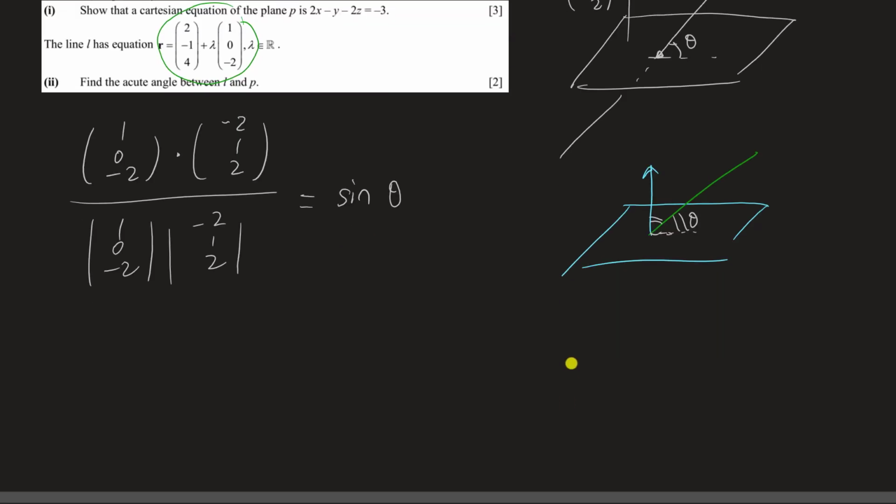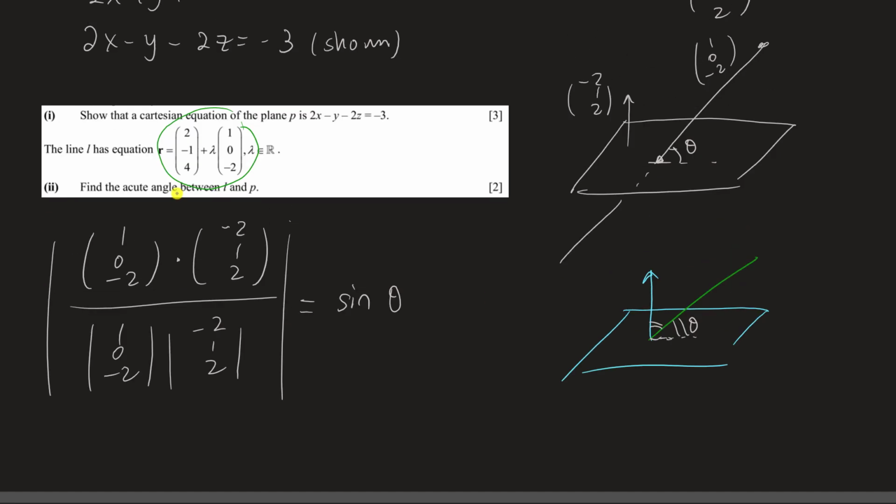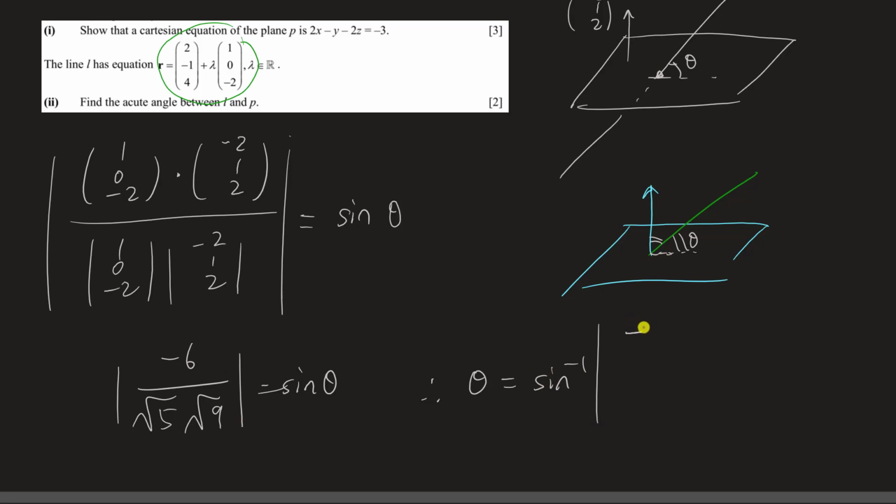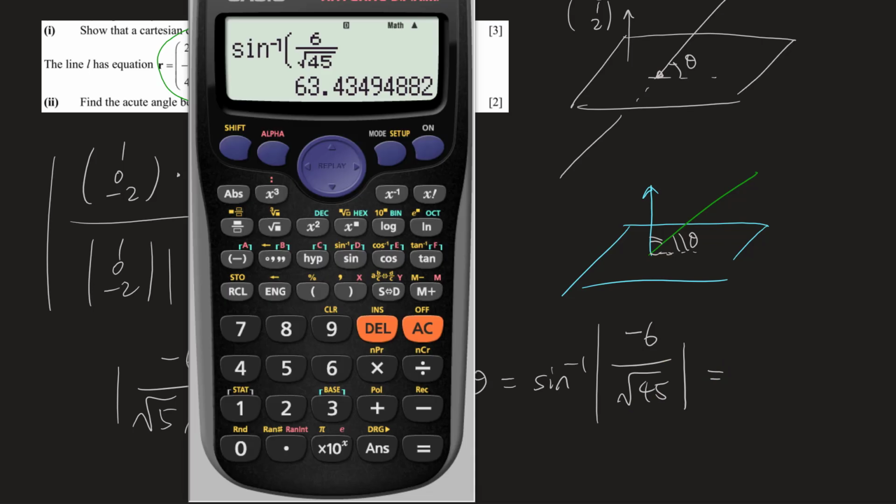To simplify this, number on top, don't forget to modulus the whole thing, because they want the acute angle. The top would just be negative 2 minus 4, which is minus 6. Below you get square root 5 times square root 9 equals to sine theta. So therefore, theta is equals to sine inverse. Don't forget to mod this, sine inverse of negative 6 over root 45. Press calculator, you will get 63.4 degrees.